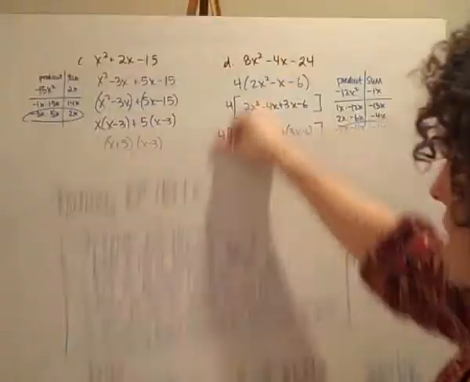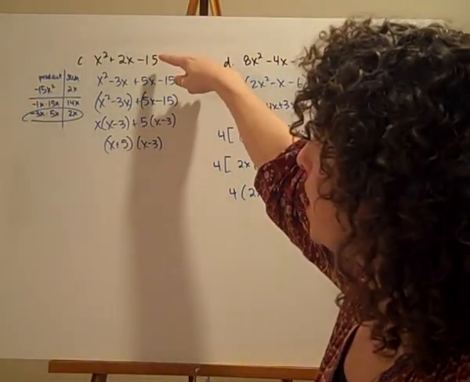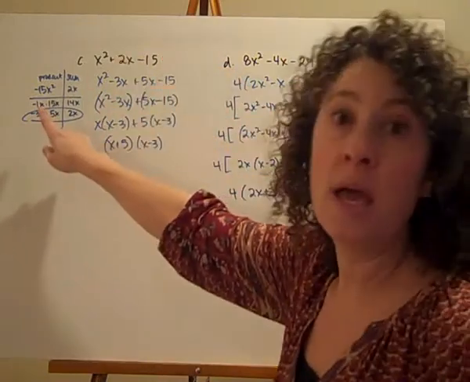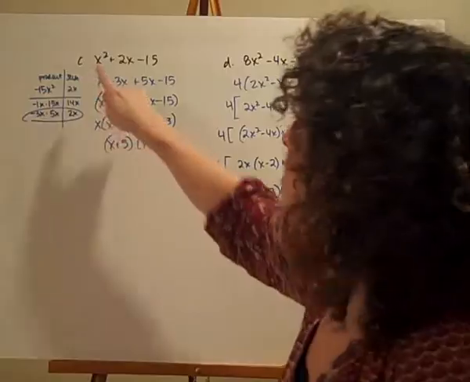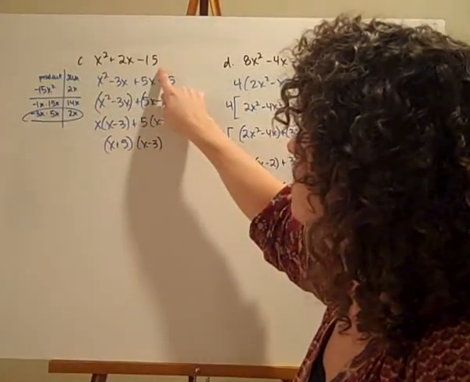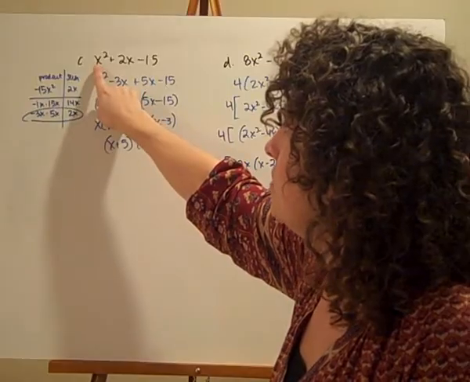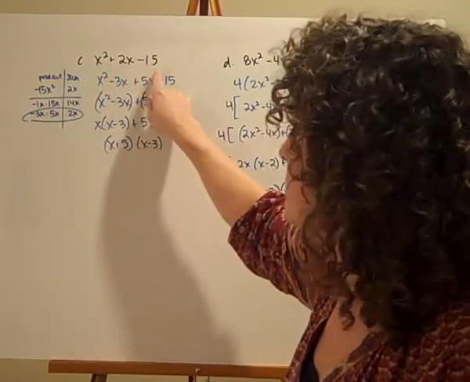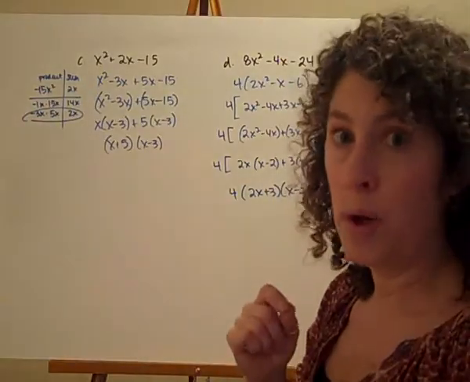All right, let's look at a couple more. I have x squared plus 2x minus 15. So again, I want to look for a product. Actually, first I want to look for a common factor. So is there a common factor in all of them? Nope. So next I'm going to break this up into product of x squared times negative 15, which is negative 15x. So I need a negative product, which means one negative and one positive.